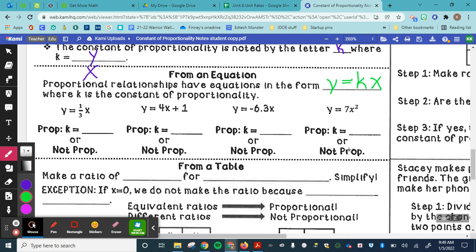If it is not in this form, then it is not a proportional relationship. That means that there's not the same ratio of y to x. Something messes it up.